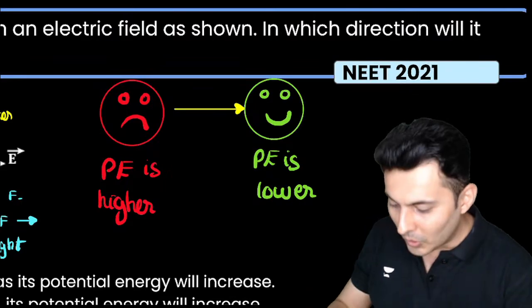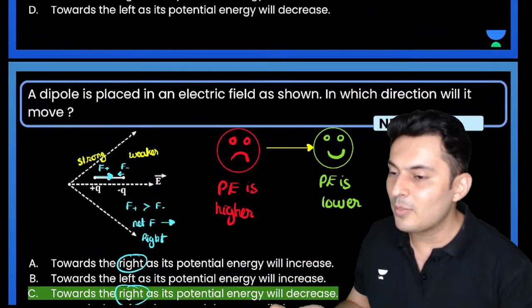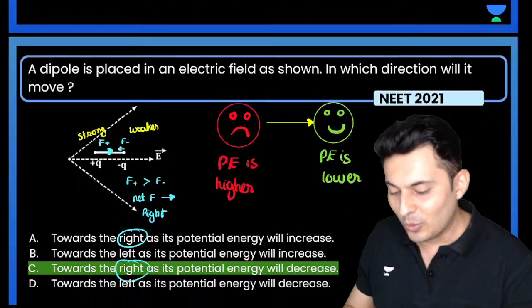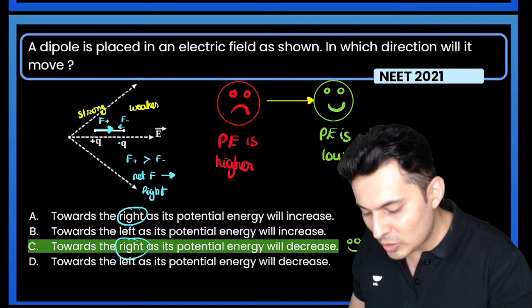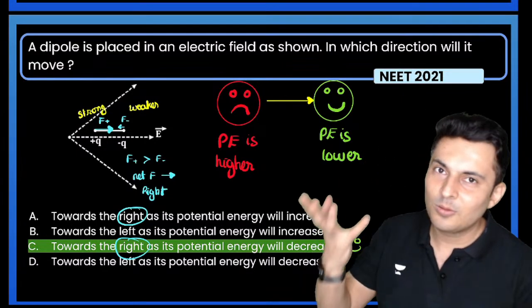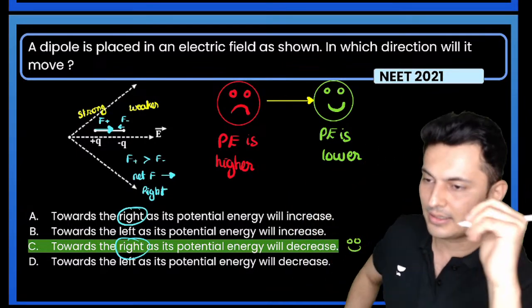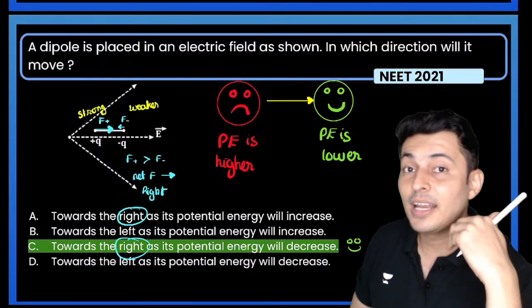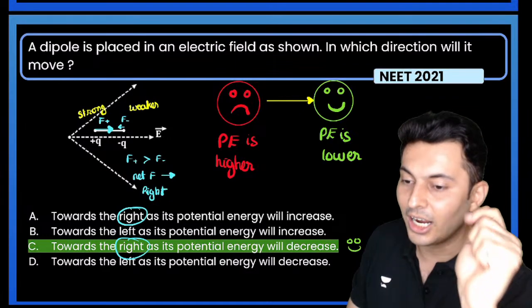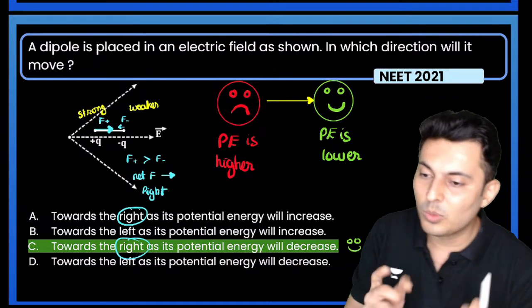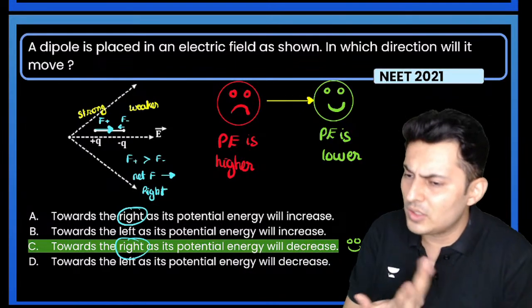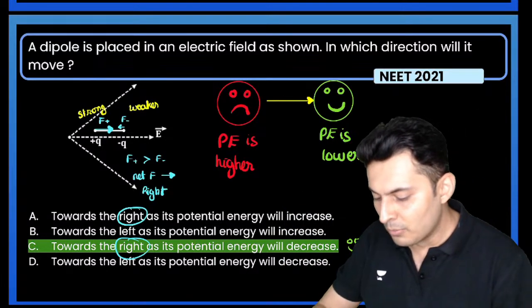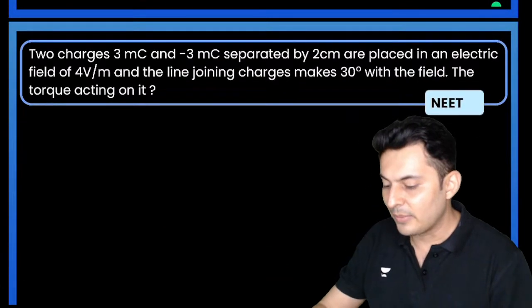Understood? So, my dear students, what will the dipole try to do? It will try to reduce its potential energy. It wants to be happy, no? So that's the reason why the potential energy decreases. Is that clear? Is that understood? Because it is a natural process. It's not artificial. You're not deliberately pushing it. It's going on its own. If anything goes on its own, it will always try to be happy. Clear? Moving on to the next question coming up on your screen.